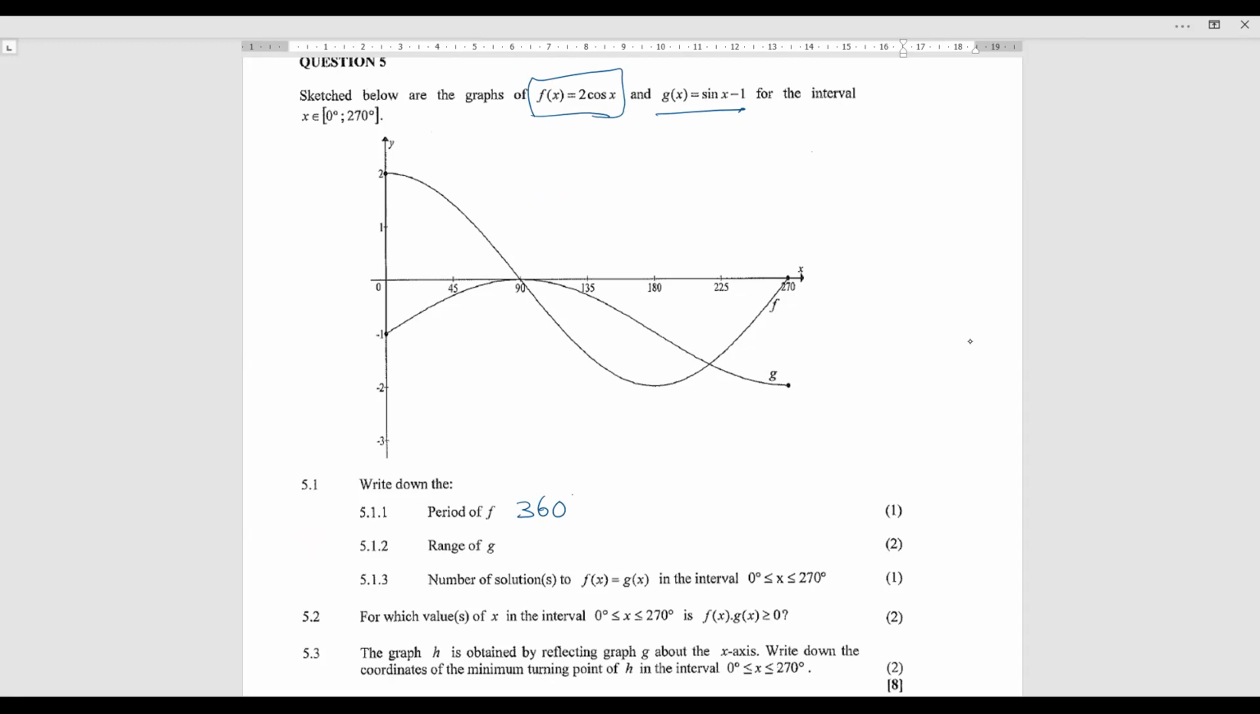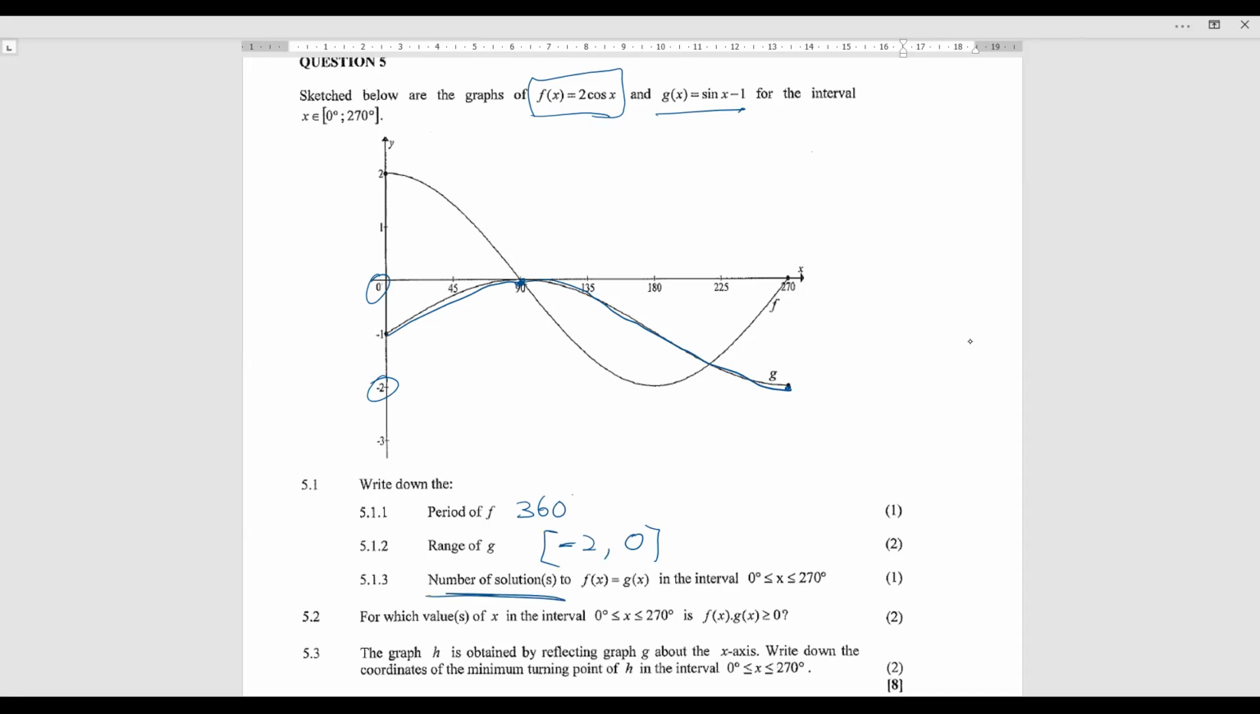What is the range of g? So if we want the range of g, we can look at the g graph. The lowest point here is sitting at 0. So not 0, that's your highest point. And your lowest point is sitting at -2 for the g graph. Okay. So therefore, our range for that graph is running from -2 to 0. So we're looking at the blue graph, and you can see your highest value is 0 and your lowest value is -2.